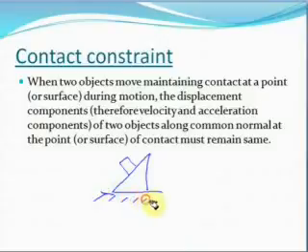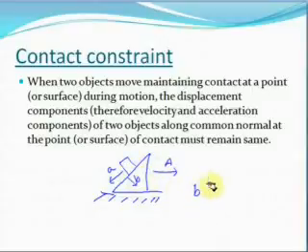Suppose the small block has two acceleration components, one along the slope, let's say it is A, and one perpendicular to it, let's say it is B. Now the acceleration of the triangular wedge is in the right hand direction. Let's say it is capital A. Since these two objects have maintained contact, the acceleration of these two objects along the common normal must remain the same. So the acceleration of the small block along the common normal is b, and this should be equal to the acceleration of the triangular wedge along the common normal.